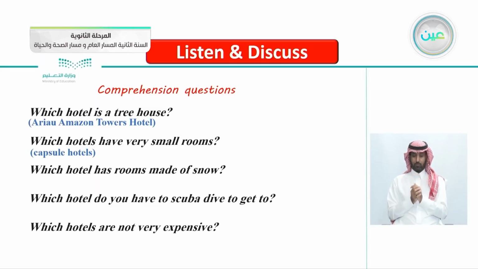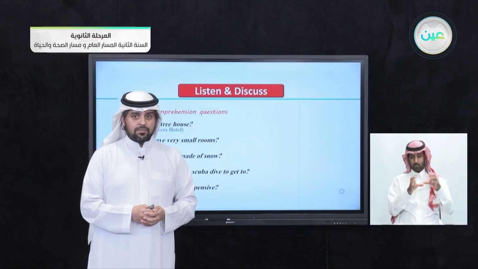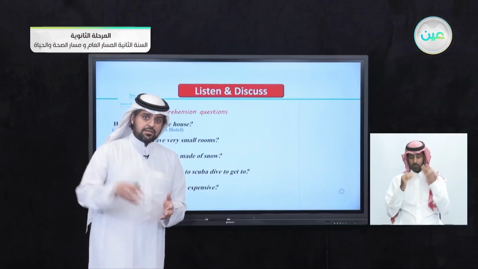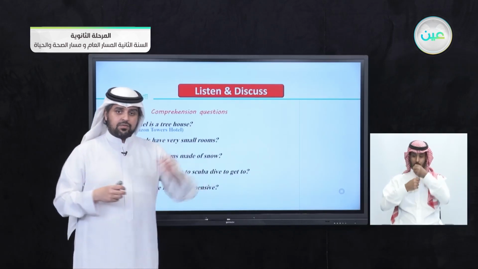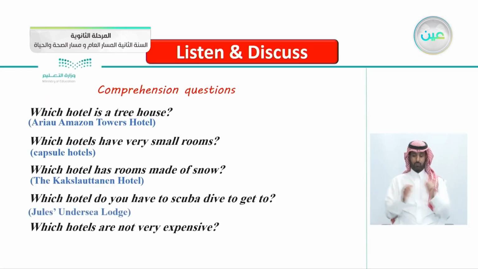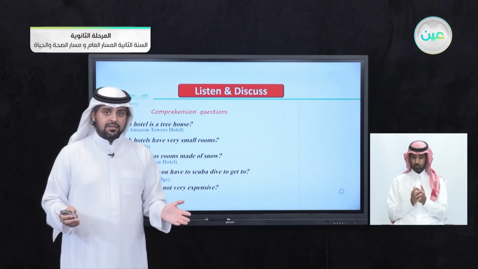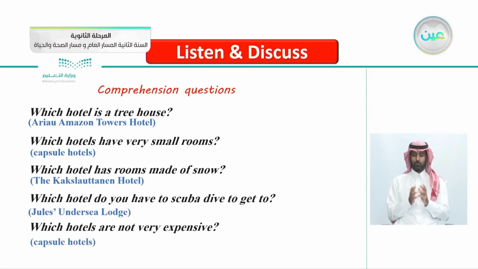Which hotel has rooms made of snow? A room made of snow. Yes, that's correct. The Kakslottenen Hotel in Finland. Which hotel do you have to scuba dive to get to? To scuba dive means to get under the sea using the gas tank, to dive under the sea. Yes, that's correct. The Jules Undersea Lodge. And the last question, which hotels are not very expensive, or actually not expensive at all? Yes, that's correct. The capsule hotels.